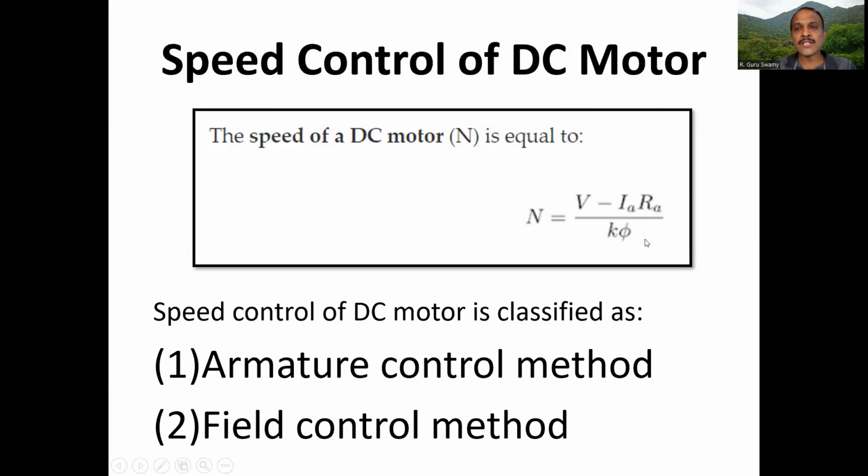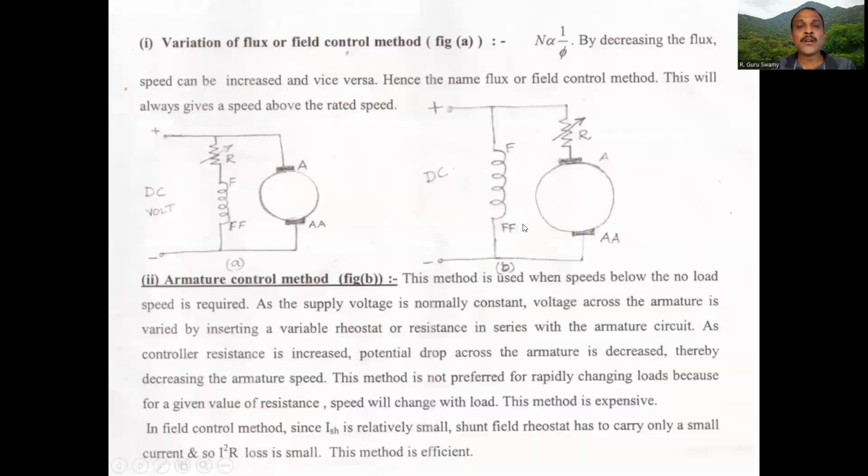Speed is inversely proportional to the flux. When the flux changes, the speed is going to vary accordingly. When the flux is low, the speed is going to be high. When the flux is high, the speed is going to be low. So that's how speed control can be achieved by this field control method, or flux control method.